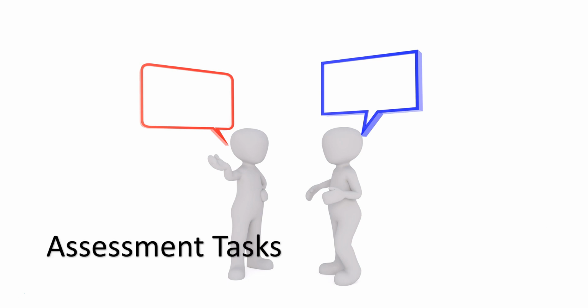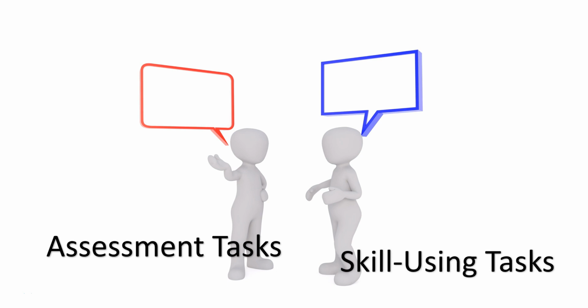When learners are ready to show what they can do in a module, they complete skill-using tasks and assessment tasks. In assessment tasks, learners formally and independently demonstrate their ability to complete the real-world task. Skill-using tasks are less formal practice of the real-world task and may include some scaffolding.